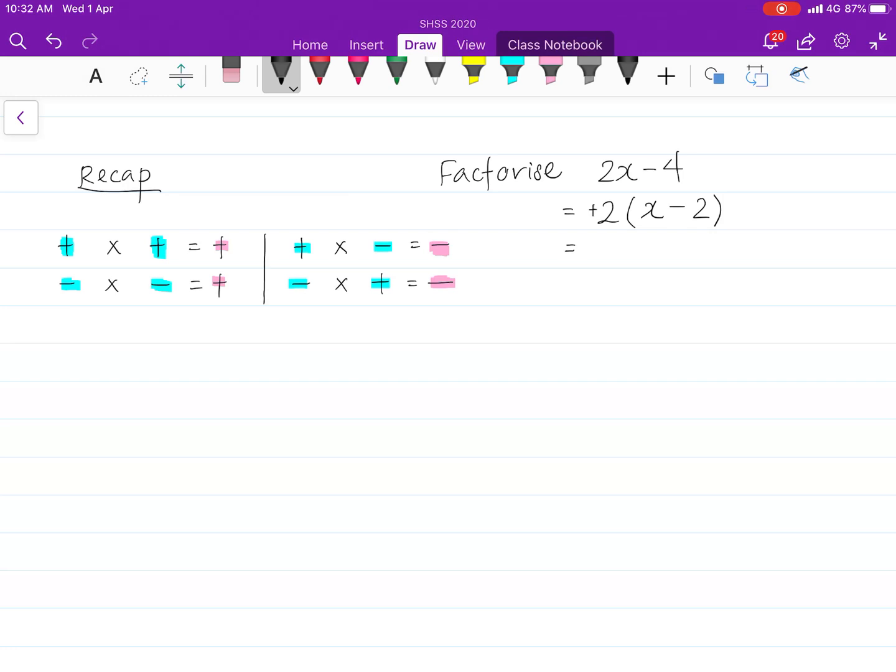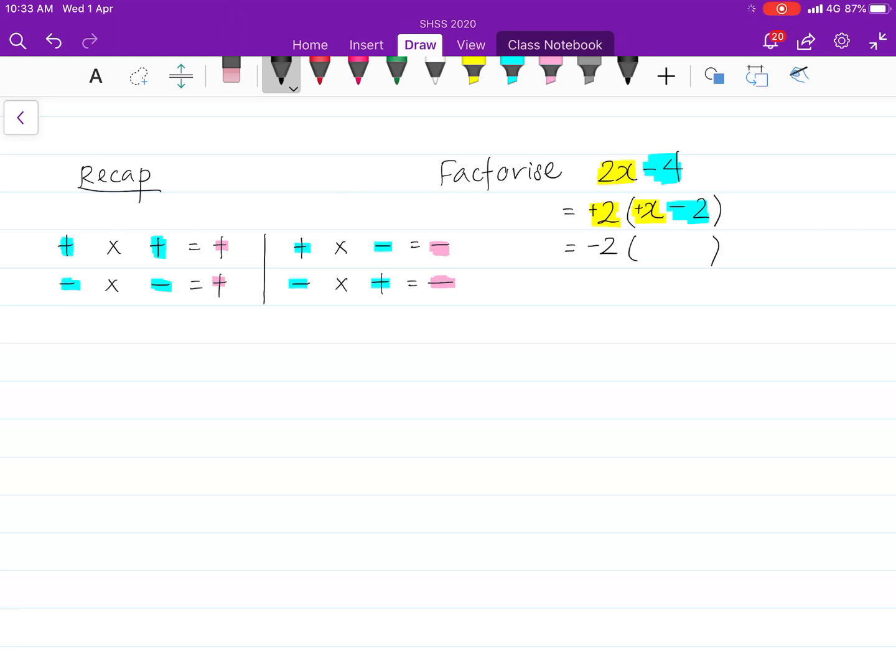Now, I'm going to insert all the signs in, and I want you to observe something. Positive 2 times positive x gives you 2x, which is great. Positive 2 times negative 2 gives you negative 4, which is great. But is there another way to factorize 2x minus 4 instead of factorizing out positive 2? You can also factorize out negative 2.